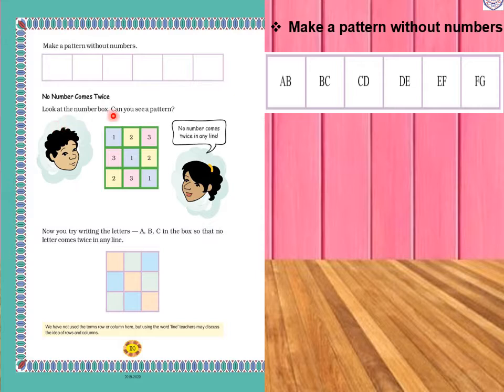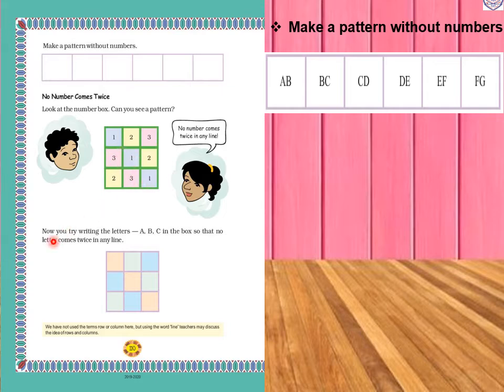Look at the number box. Can you see a pattern? So here one pattern is used: no number is coming twice. See in a vertical way also and in a horizontal way also. So no number comes twice in any line. So see first in horizontal way 1 2 3, then 3 1 2 and 2 3 1. Now in vertical way 1 3 2, 2 1 3, 3 2 1. So no number is coming twice in the same line.